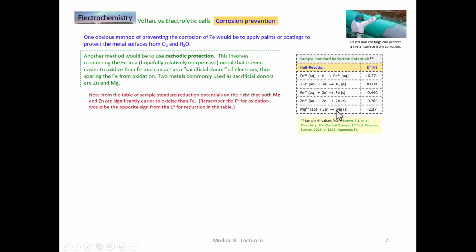So recall that these are all written as reductions. So when we write these backwards as oxidations, magnesium being oxidized to magnesium 2+ is favorable by over 2 volts, plus 2.37 volts, zinc by plus 0.763 volts, iron by plus 0.440 volts. So when oxygen approaches, the iron is connected to one of these other two metals somehow, and so the oxygen takes electrons from the zinc or the magnesium instead of from the iron, sparing the iron. When you hear something that is galvanized steel, which is of course steel being mostly iron, galvanized steel is protected from rusting by a coating of zinc.